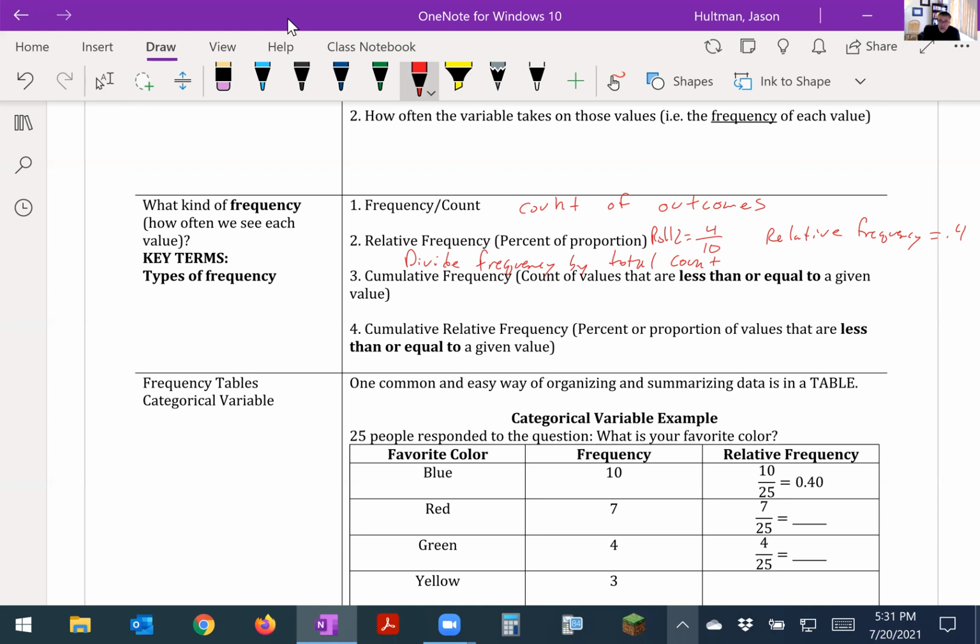Okay, cumulative frequency. This means that the frequencies add on to each other. Count the values that are less than or equal to a given value. And then cumulative relative frequency, the frequencies are summative, they add on to each other, but then we divide by the total. We'll get into what the cumulative looks like in a little bit.